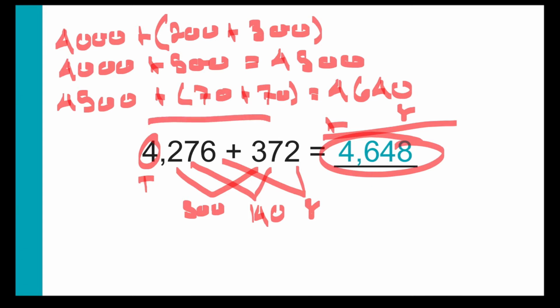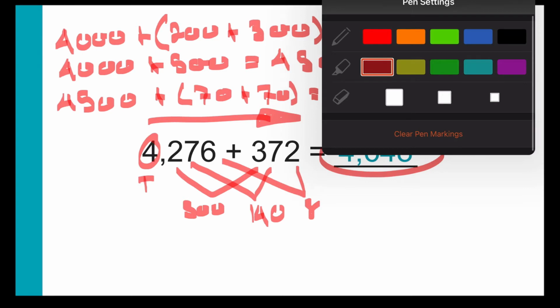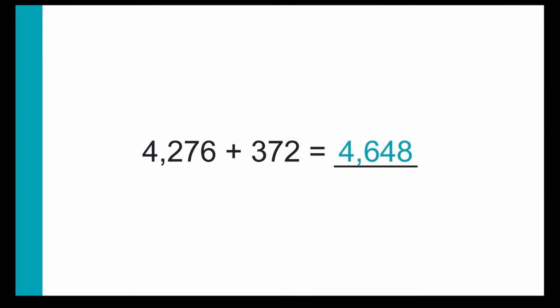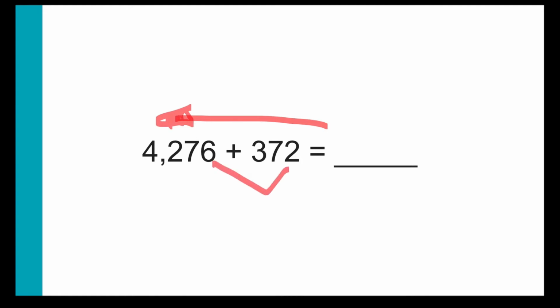Okay, that was if we went this way. Now, if we were to go the other way, going this way, right, we would get 6 plus 2 equals 8.